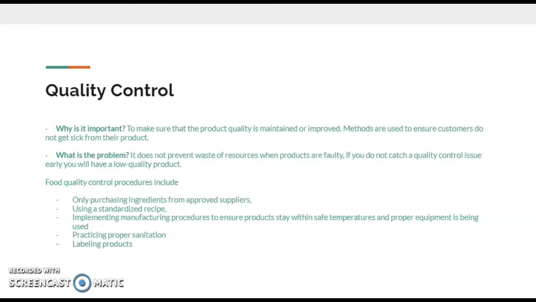And some food quality control procedures include only purchasing ingredients from approved suppliers, using a standardized recipe, implementing manufacturing procedures to ensure products stay within safe temperatures and proper equipment is being used. Also, practicing proper sanitation and then labeling products.